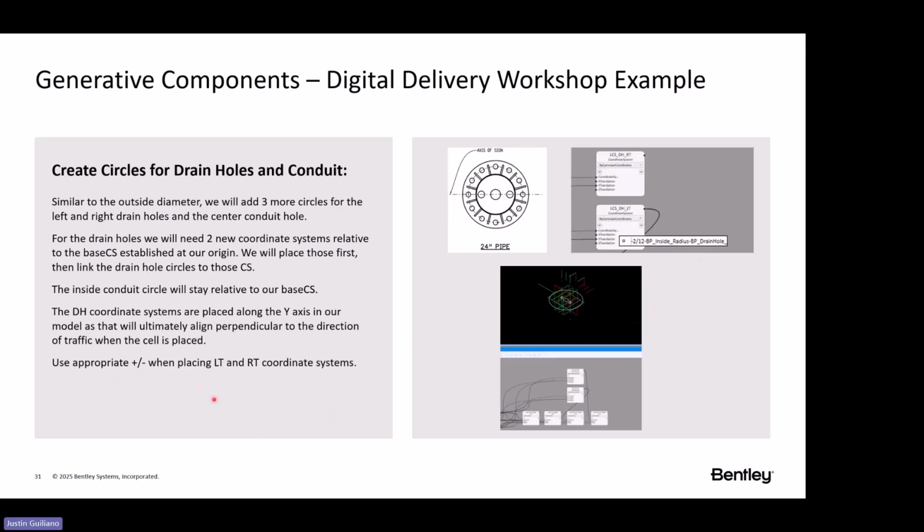Try to keep in mind, too, the orientation of your base CS, as well as how you would ultimately want this cell to come in. Knowing that when I place this cell, I want this to be perpendicular to my direction of traffic, I use that assumption to organize and align all of my various objects. So everything is going to be built into the Y direction of my GC model.